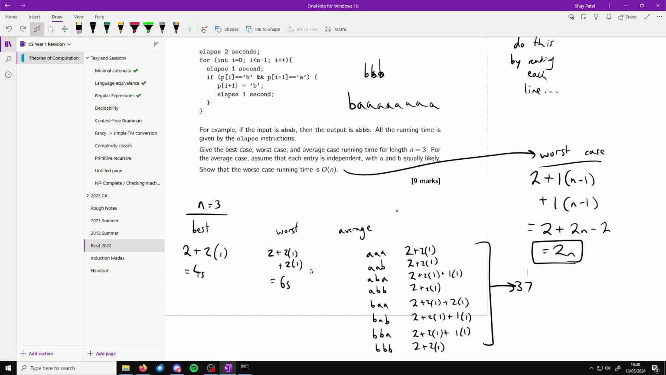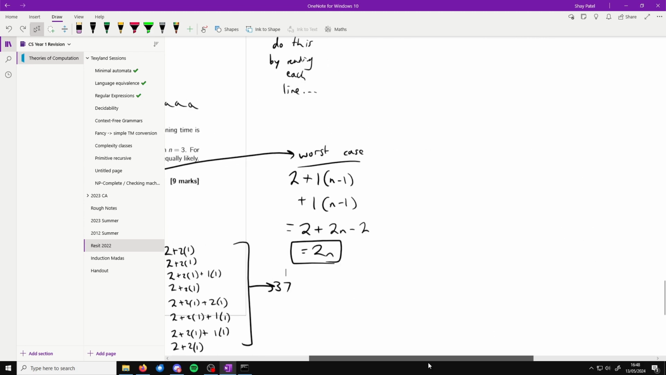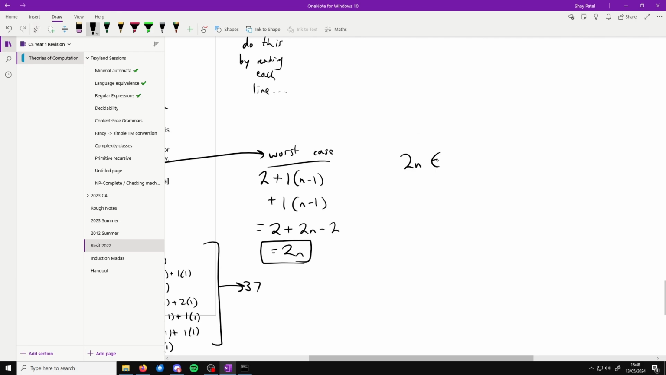Show that the worst case running time is in O of n. So now it's just a matter of proving that 2n is in O of n. And what do we need to do that? How can we prove that? What do we need to find? Yeah, we need to find our m and c values. So there exists some m and there exists some c such that for all values of n greater than or equal to m, 2n is less than or equal to c times n.